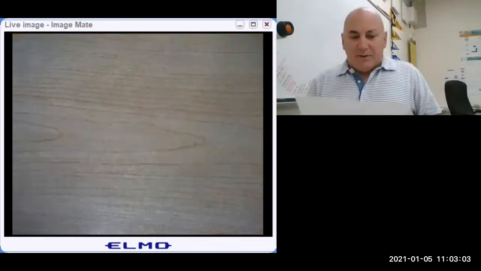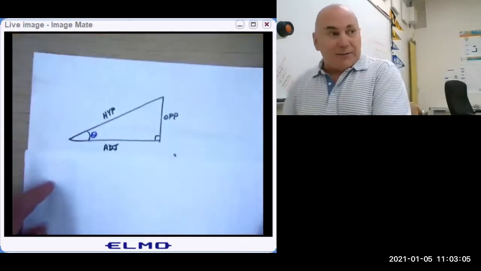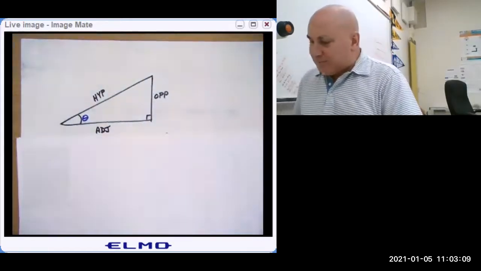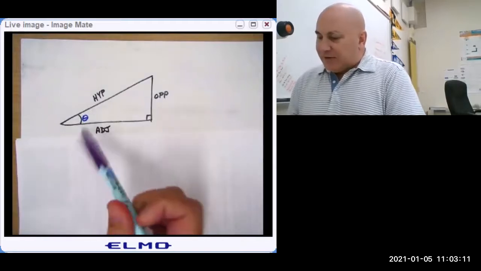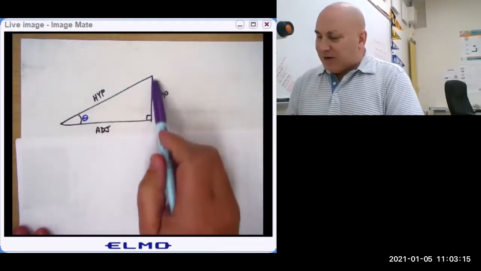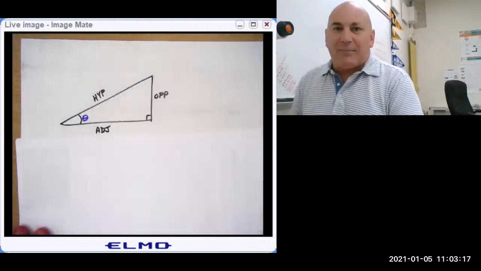Now I'm going to show you the most important theorem in all of trigonometry. So let's start with our right triangle. If this is the angle theta that I'm looking at, then this side will be adjacent, this side will be opposite, and this side will be hypotenuse.